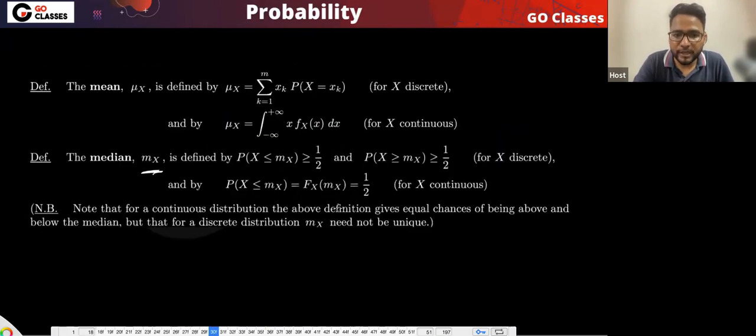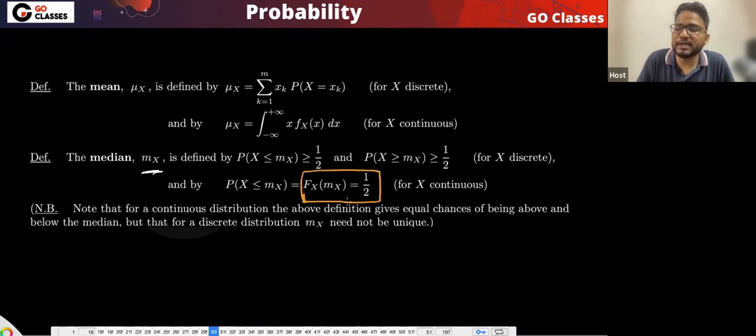Now, for the continuous case, if they ask you to find the median, actually they will not do it. But can we draw the samples? I don't think it is easy to draw the samples in the case of continuous. But the formula is actually easy. For the continuous, the formula itself is easy.